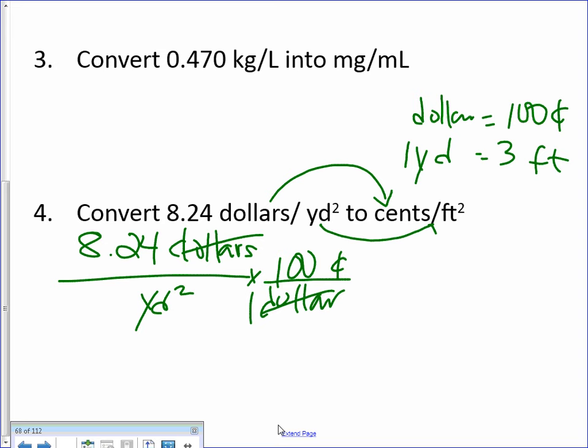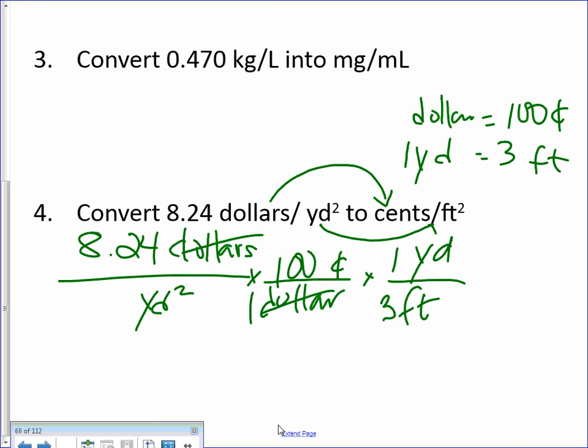Now I need to cancel out, ignore the squared for a moment, I need to cancel out what? The yard. Do I put it on top or bottom? Top, because it's currently on the bottom. I need to transfer and convert by putting it on the numerator here. And what goes on the bottom of it? Feet. And now let's put our numbers in. 1 yard is 3 feet.